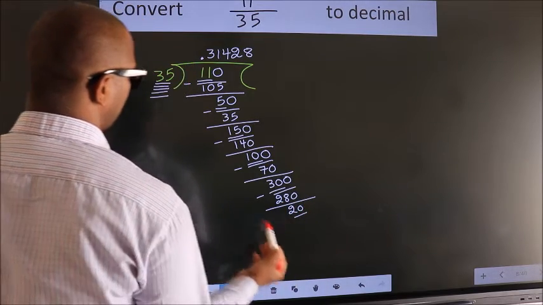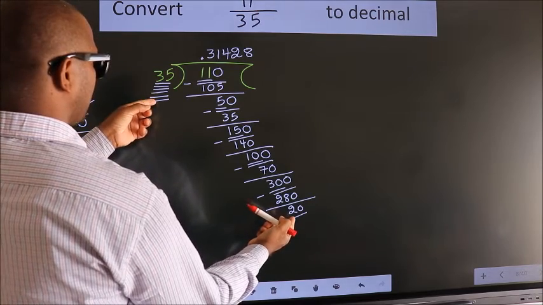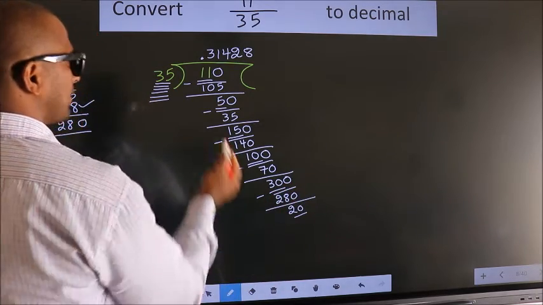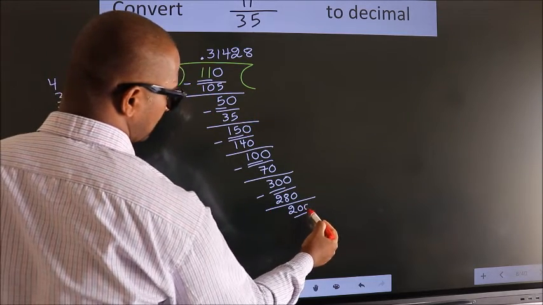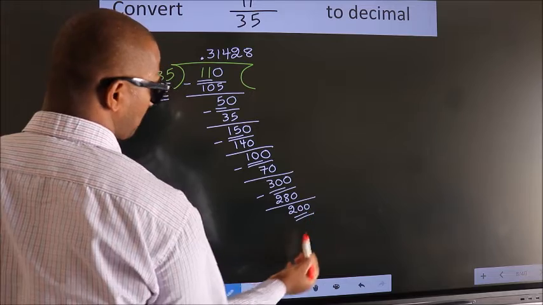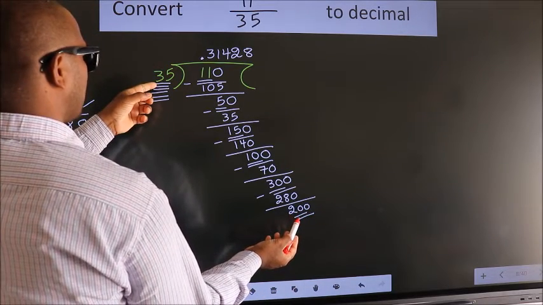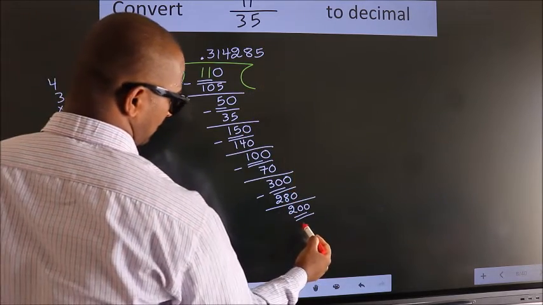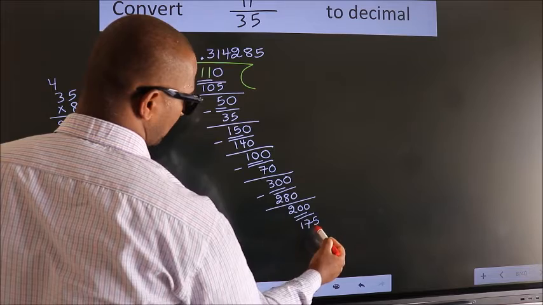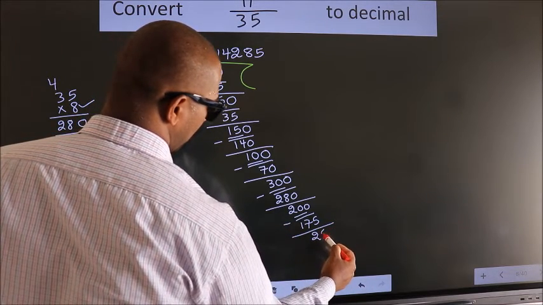Here we have 20, here 35. 20 is smaller than 35, and we already have the decimal, so we can directly take 0. So 200. A number close to 200 in the 35 table is 35 fives, 175. Now we subtract, we get 25.